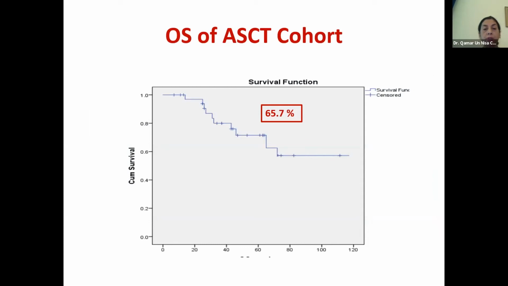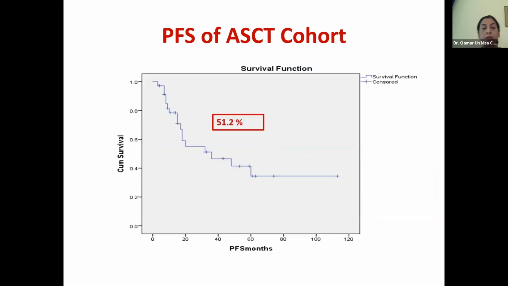And these are the overall, so this is the overall survival, 65.7%, and the median follow-up is 44 months.